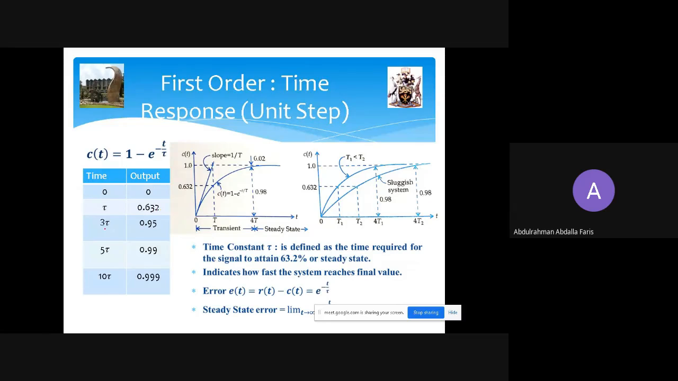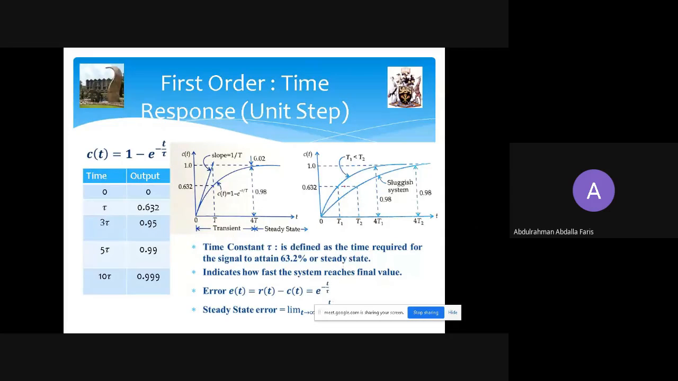So when time is equal to a time constant, the output has reached 63.2% of the final value. At 3 tau, you have 0.95, very close to the final value. At 10 tau, we are actually there. At around 4 tau, we have a steady state error of 0.02. But actually, for a first order time response, steady state error is 0.